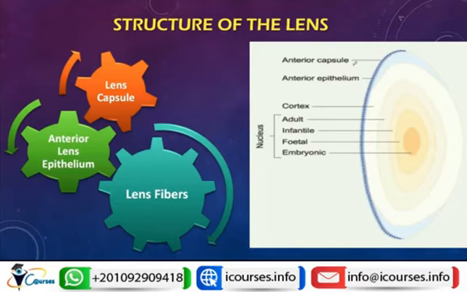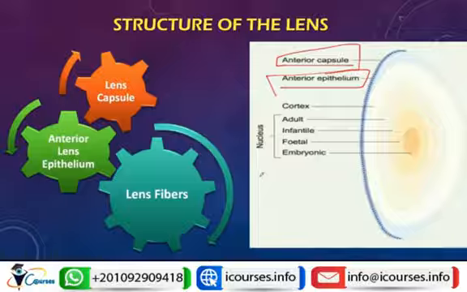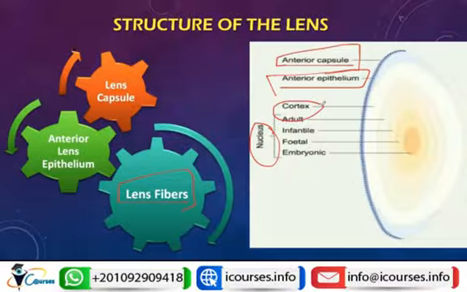From outside to inward, it is formed by the lens capsule, which is present only anteriorly; there is no posterior lens capsule. Sorry, the anterior capsule, and there is the anterior epithelium, which is present anteriorly, and there is no posterior lens epithelium. And then there are the lens fibers. The lens fibers are arranged into a nucleus and a cortex.